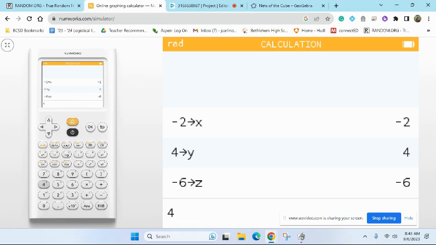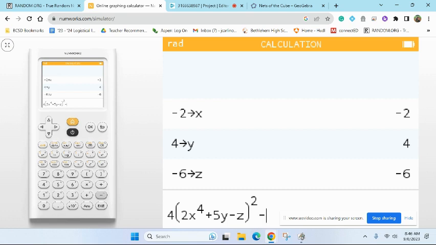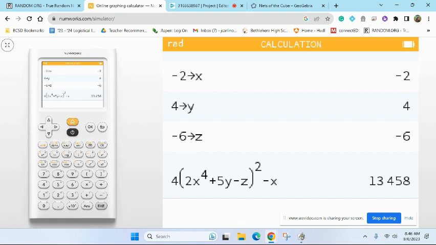So ready? 4, parenthesis, 2x to the 4th. X to the y to the 4th, where you might have a different way. Press your up button. Plus 5y minus z. Square that bad boy. And then minus x. How's that look? Good? And your calculator will plug those values in for you. So you don't have to worry about order of operations, double negatives, wrong number in for wrong variable. There we go. So that's 13,458.